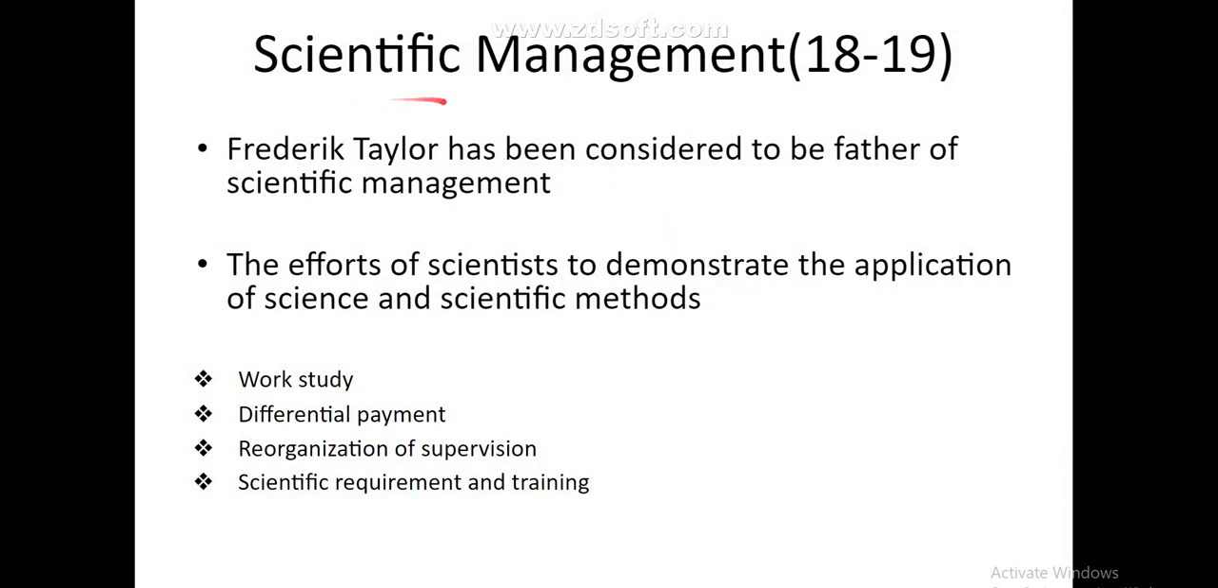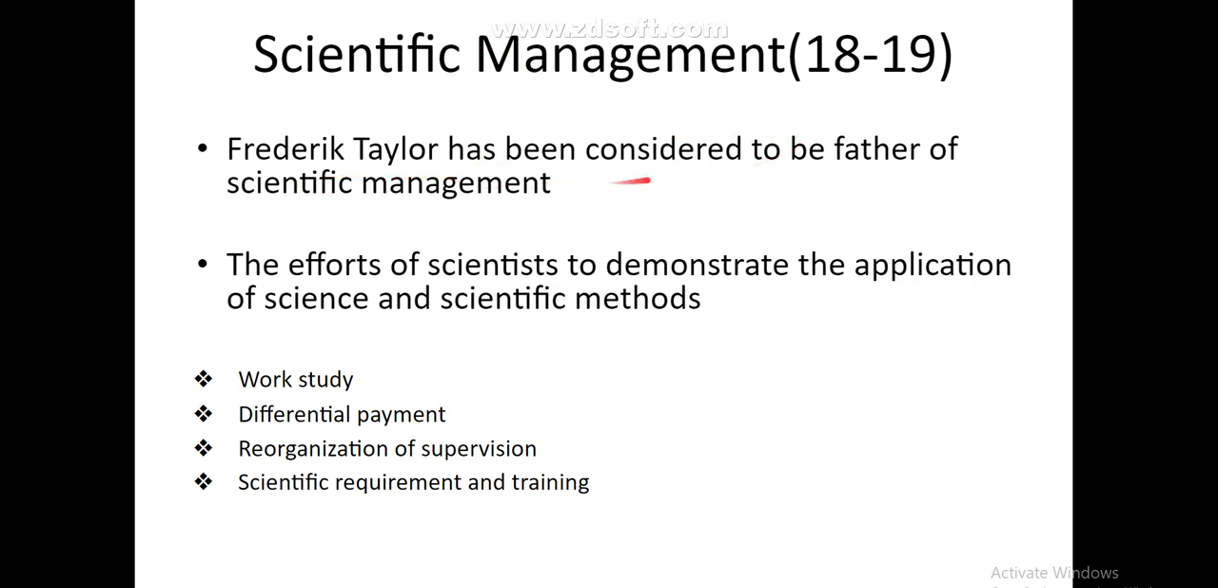The another era which came, we call it as scientific management. So why this scientific management came into picture is the efforts of scientists to demonstrate the application of science and scientific method made to undergo a lot of experiments on workers in different conditions before one can be declared as a standard approach to a particular method or particular production. So such various experiments were conducted.